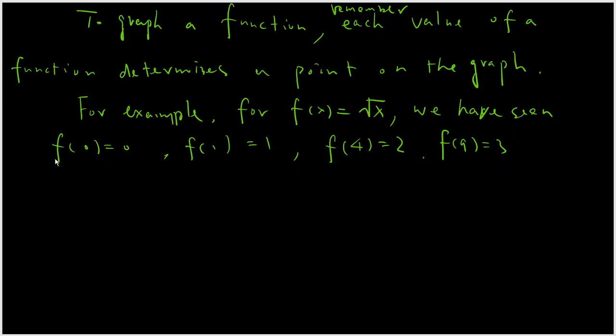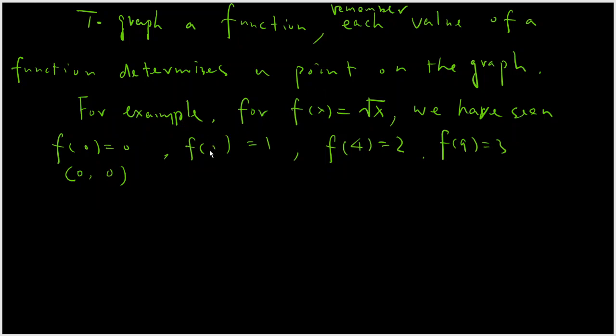Now, for instance, the value of the function at 0 is equal to 0. You use the input as x coordinate, and you use the output as y coordinate. Each value of the function determines a point. Can you see the cursor? So this value determines a point with x coordinate of 0 and the y coordinate of 0. Again, x coordinate is coming from the input, y coordinate is coming from the output. Each value of the function determines a point on the graph.